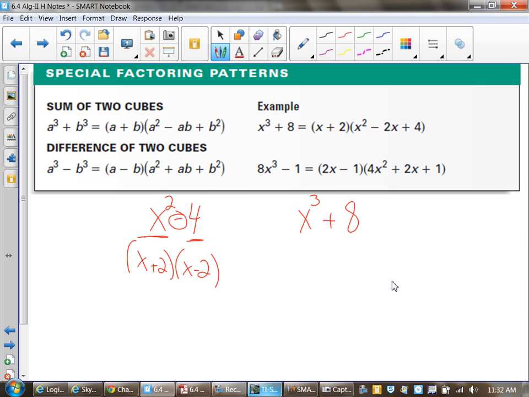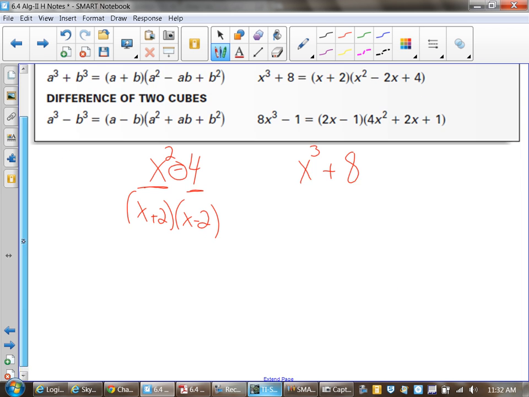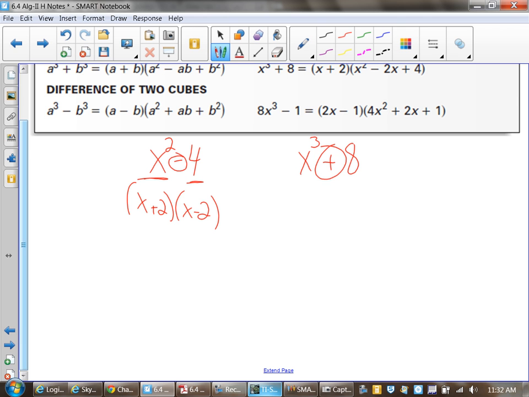Here's the pattern that happens when you have cube roots. Is x cubed a perfect cube? Yes. Is 8 a perfect cube? Yes. What's the cube root of 8? 2. What's the cube root of x cubed? x. So here's the pattern. Since this is a plus sign, the first term is going to be a plus. You always keep whatever this is. What's the cube root of x cubed? What's the cube root of 8? 2. Now, in the parentheses, you're going to have a trinomial. You have a binomial, then you multiply it by a trinomial.